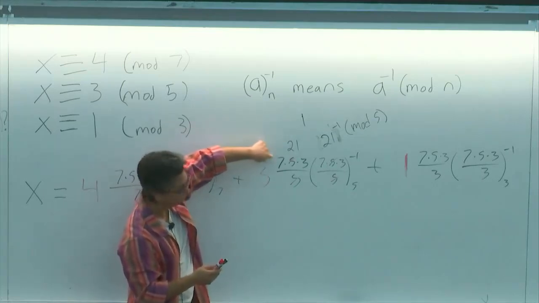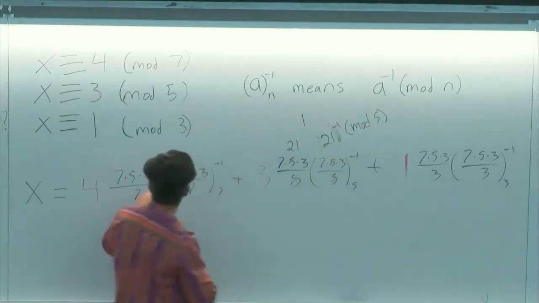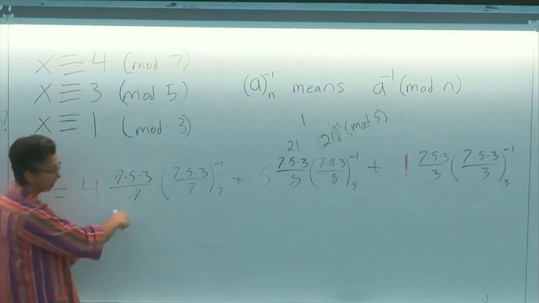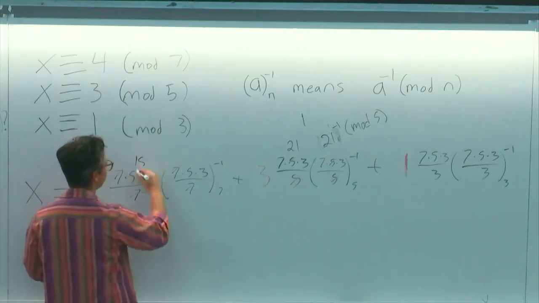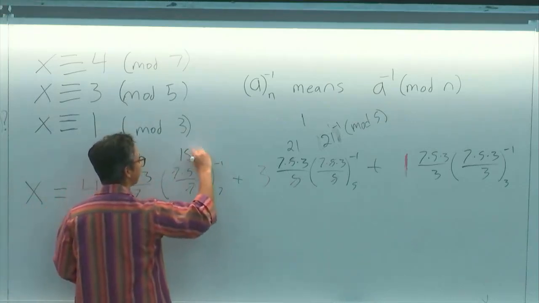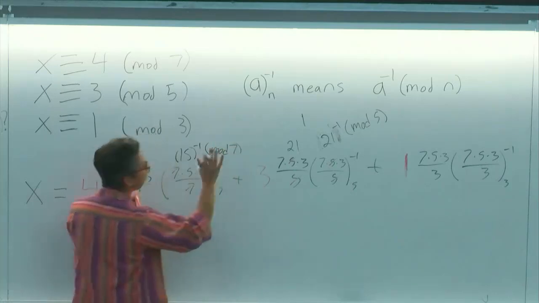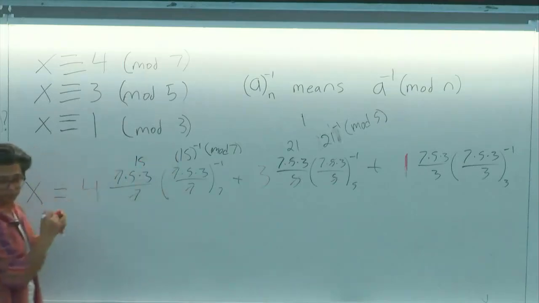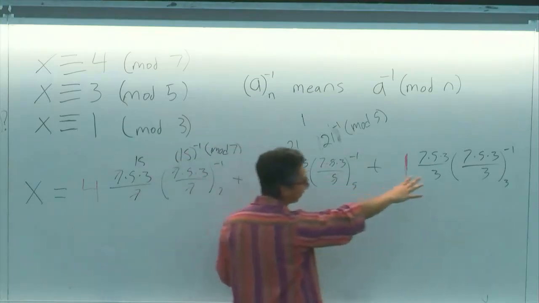0. There's a 7. This also becomes 0 because there's a 7 right there. But this doesn't because we cleverly canceled out our 7s. So what's left is 4 times 15 times 15 inverse mod 7. So if I do mod 7, 0, 0, 4 times 1.